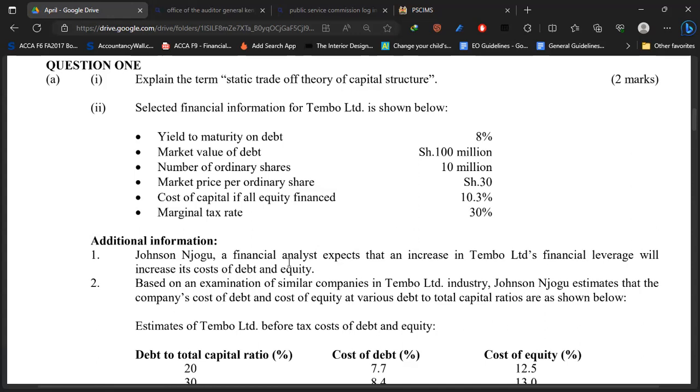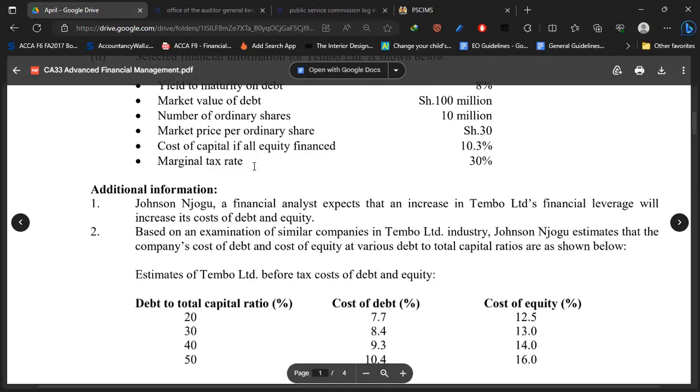Additional information. Johnson Jogu, a financial analyst, expects that an increase in TEL Limited's financial leverage will increase its cost of debt and equity. Number two. Based on examination of similar companies in TEL Limited's industry, Johnson Jogu estimates that the company's cost of debt and cost of equity at various debt to total capital ratios are as shown below. Estimates of TEL Limited's before tax cost of debt and equity. Debt to total capital ratio, cost of debt, percentage, cost of equity, percentage. 37.7, 8.4, 12.5, 13%.